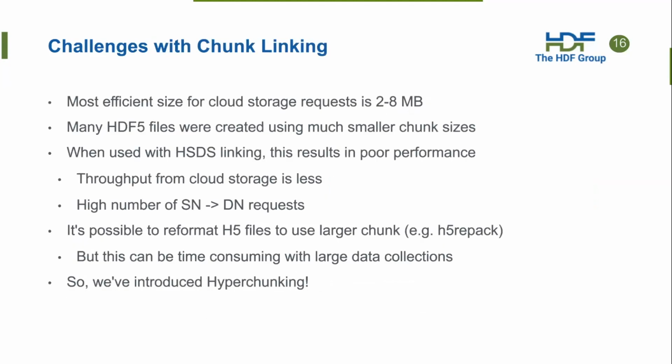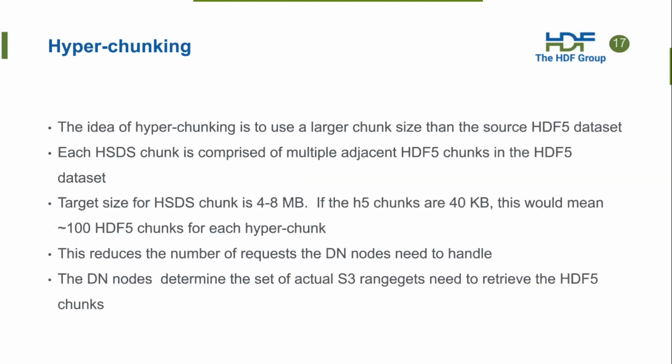So the problem with this chunk linking is that we find many files actually have chunk sizes that are smaller than 2 to 8 megabytes. And then when you try to access those through HSDS, the performance is not so good. For one thing, on the SN to DN connection, there'll be a lot of requests from the service node to the data nodes, because each chunk access is a separate HTTP request from SN to DN. While you could reformat the file to use larger chunk sizes, that can be quite a tedious and expensive process. So on to hyperchunking.